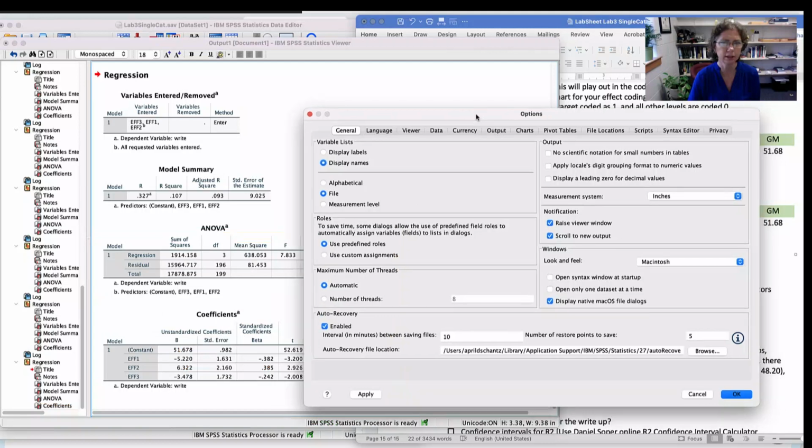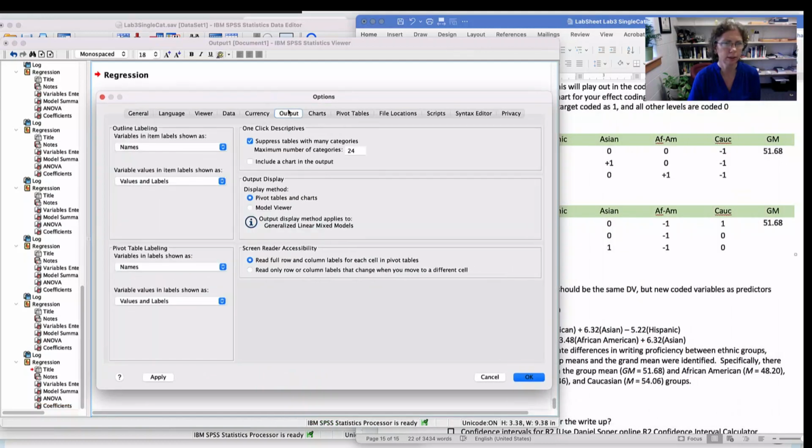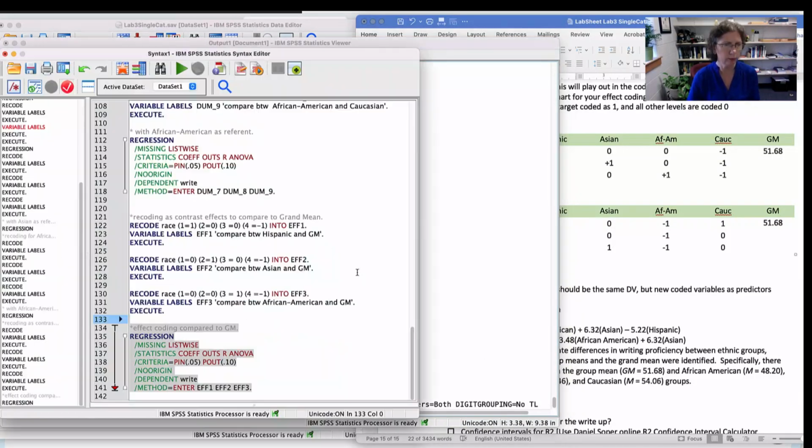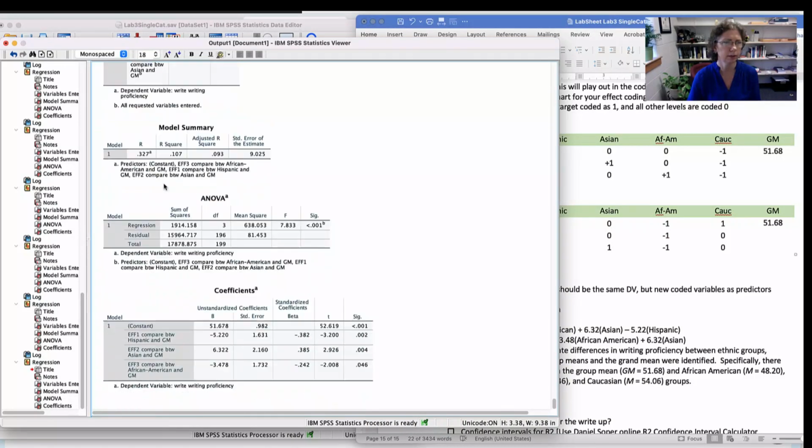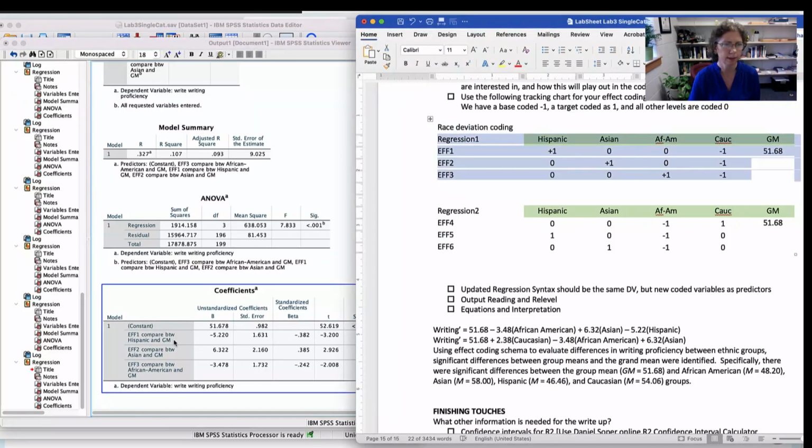Sometimes it's under edit, but if I go to output here and say give me names and labels, let me set that, and now I'm going to rerun that same regression and now see how it's got the names and the labels in there. So that work of compare between Hispanic and grand mean, it's right there on the table where I can see which one's which. I don't have to flip back and forth all the time. So between Hispanic and grand mean, that's my number, 5.220.